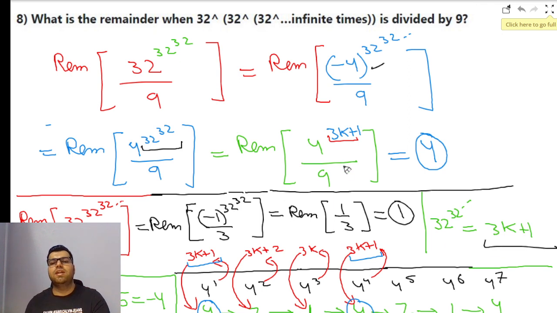I replaced it over here, and then I knew that 4 raised to power 3k plus 1 form gives the remainder of 4 with 9. So answer is 4. So I hope students this is clear. Now we will proceed with the textbook questions.